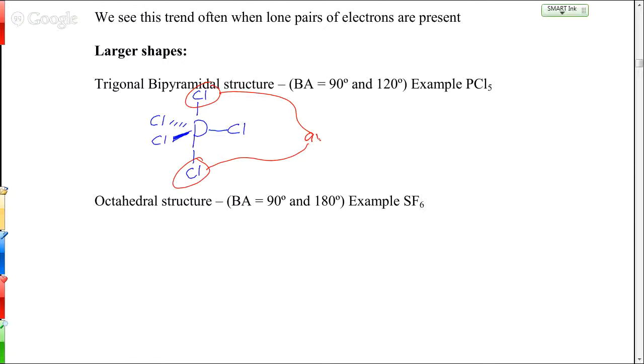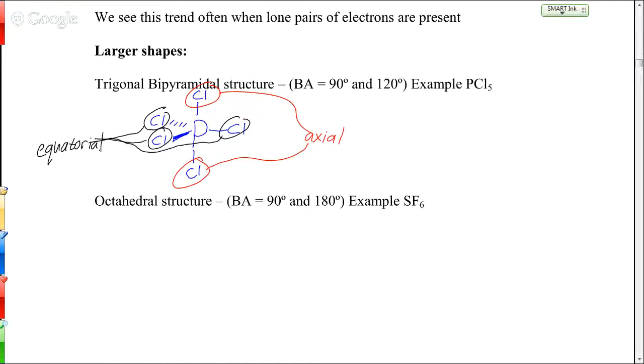These are known as the axial bonds, or the axial parts, or constituents, or however you want to call that, the axial things, being on this axis. And the ones around the middle are called equatorial, around the equator, around the middle.